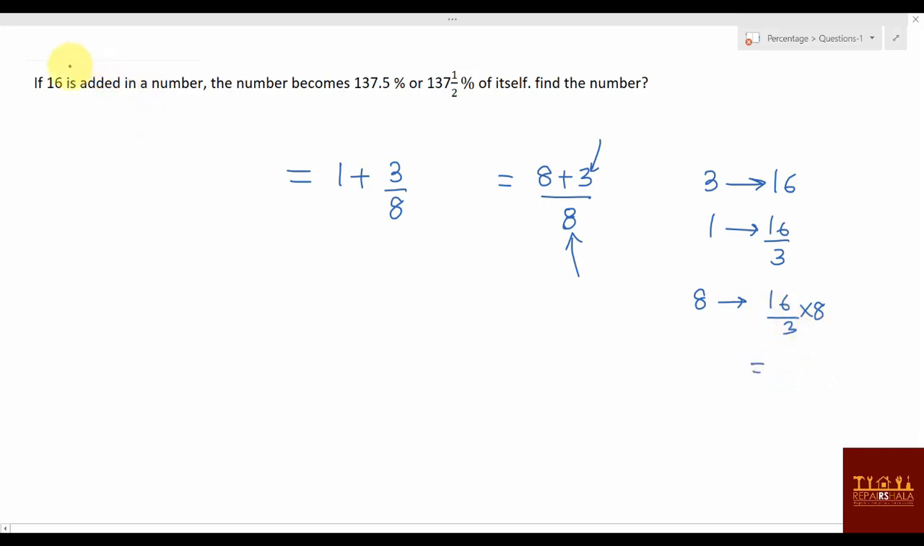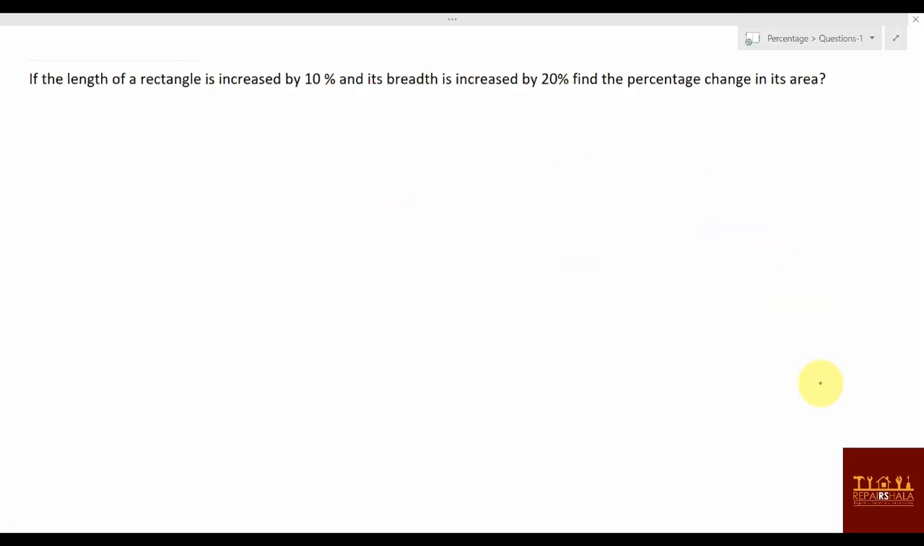Or it's better you make something like this. You make it 18, so it will be better. So if you make it 18, what will you get? One value is 6. So if one value is 6, 8 will be 6 into 8. So this will become 48. Hema, clear? Okay. This one.